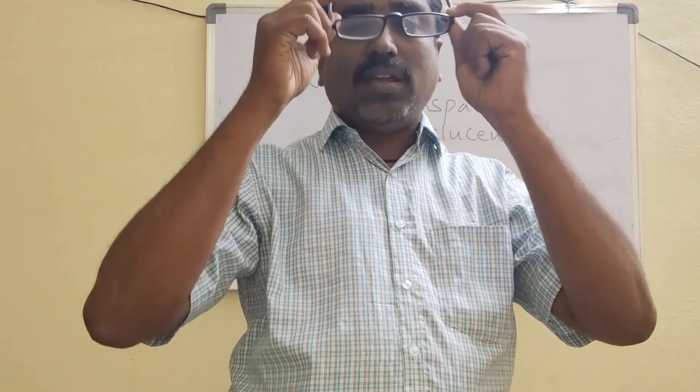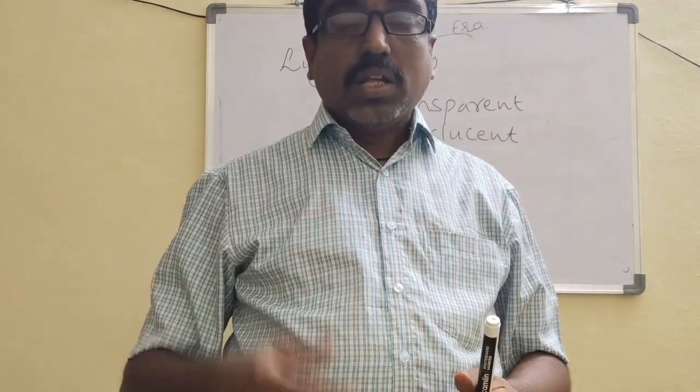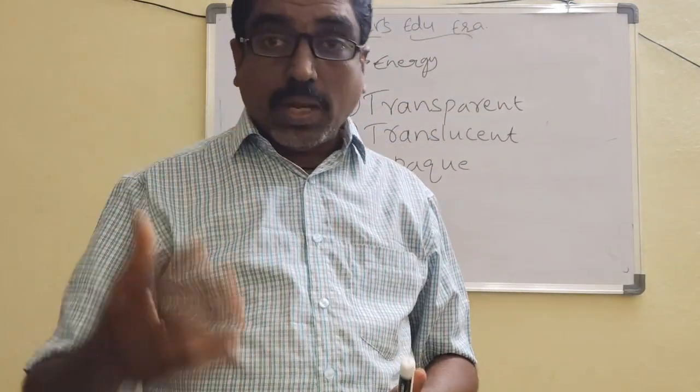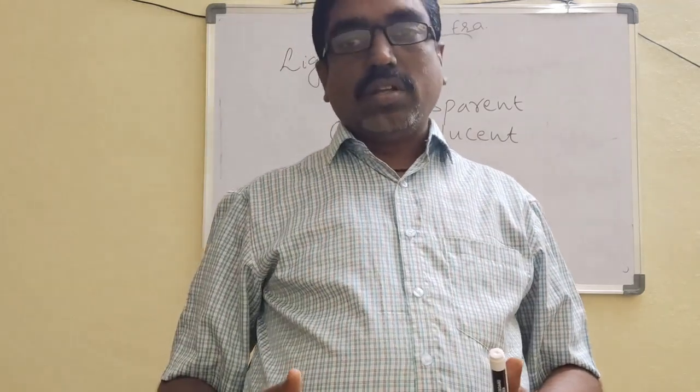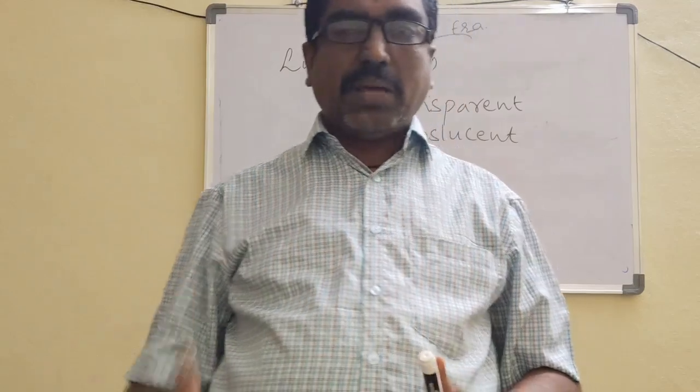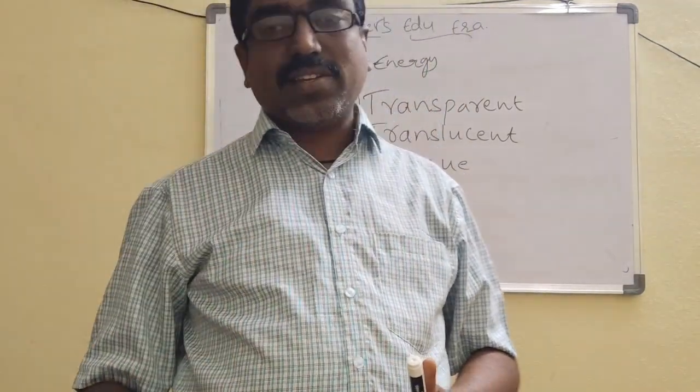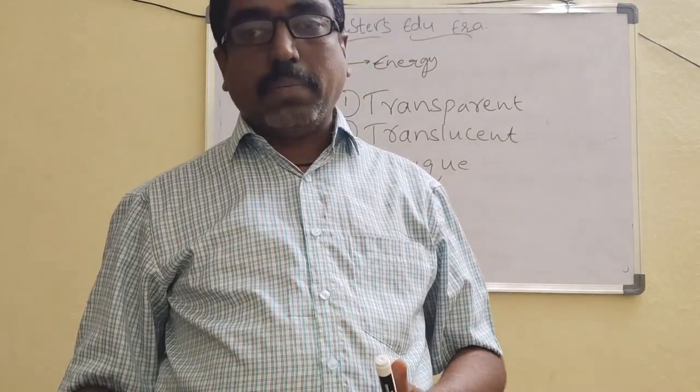So now this is a transparent one. I can see the wall clearly because it is transparent. But if I use oil paper or an X-ray sheet, I can't see the wall clearly. A blurred image of the wall can be seen because of this X-ray sheet or this oil paper.